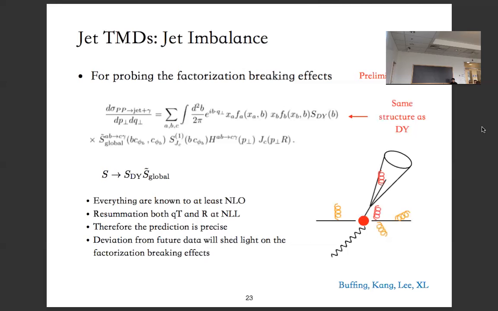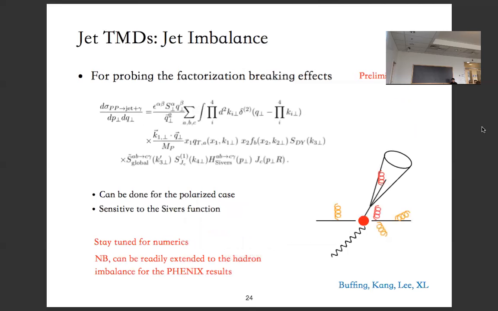Also, this can be extended to the polarized case by just doing some simple replacement. For instance, the unpolarized TMD PDF can be replaced by the transversely polarized TMD PDF. And all these formalisms can very easily be extended to hadrons by just noting that here you can think of the threshold hadron fragmentation function. Then we can use that to explain or predict the imbalance results of the Phoenix collaboration.